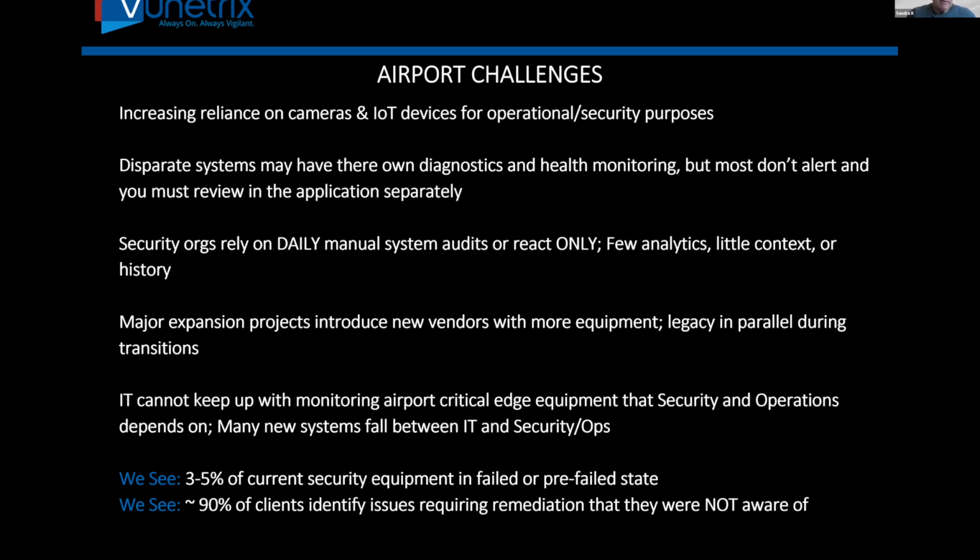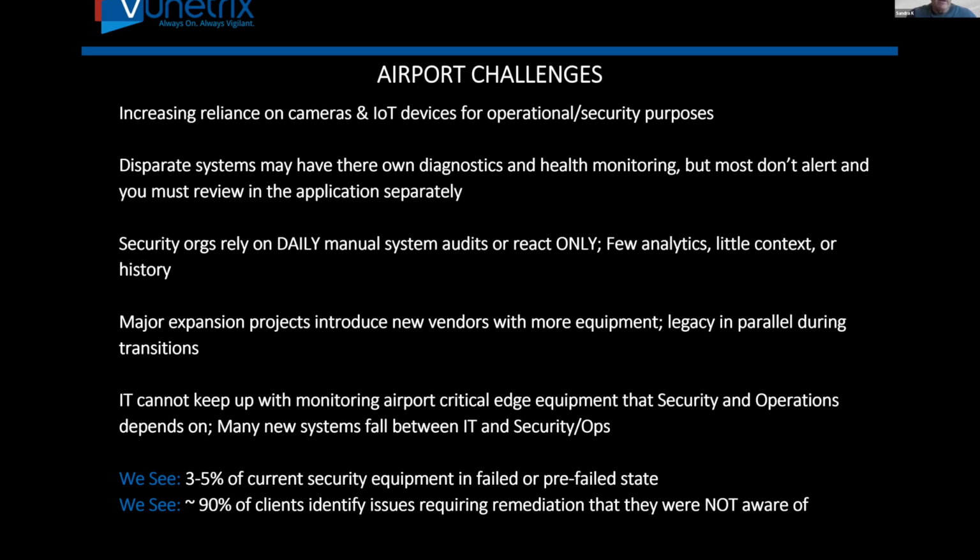The other thing we've seen, and this is across industries, not just aviation, is that when we install our product, the general rule is about 3 to 5% of any environment's security equipment is in a failed or a pre-failed state. I think most people agree with that. They realize that that's just part and parcel to having that much equipment in play. There's going to be some problem with some of the stuff at all times. And so, it really just points out that the challenge is how do you prevent that from biting you in the backside when an incident occurs.